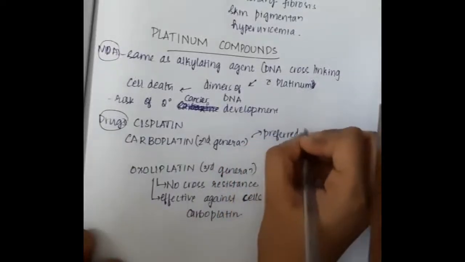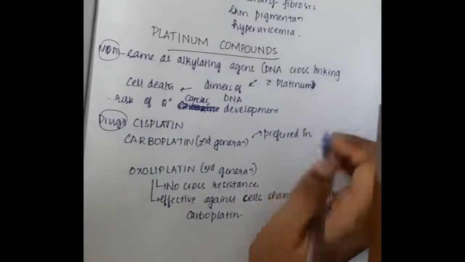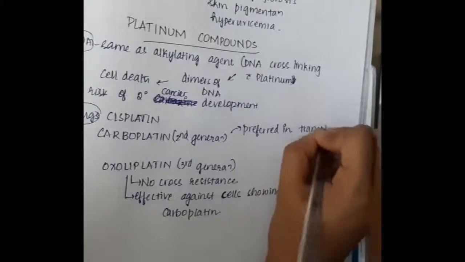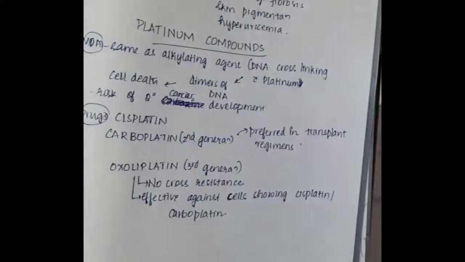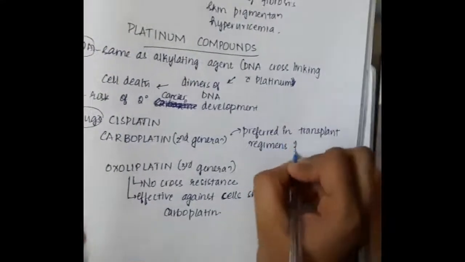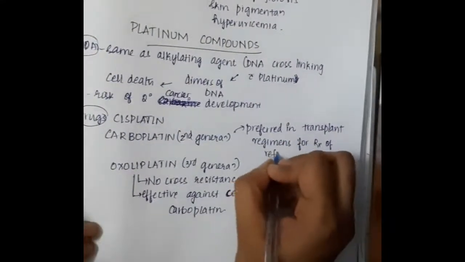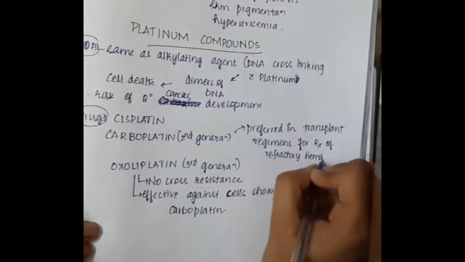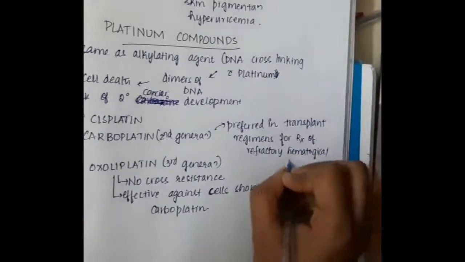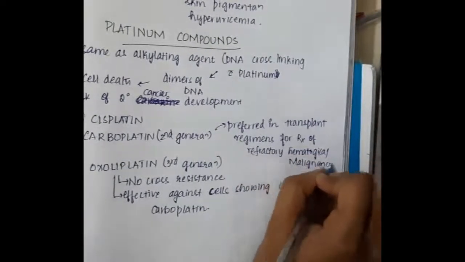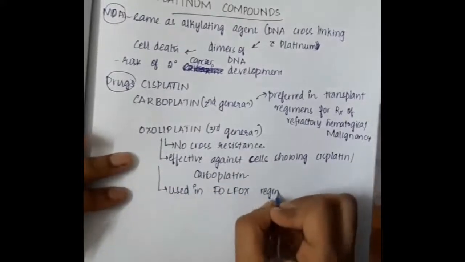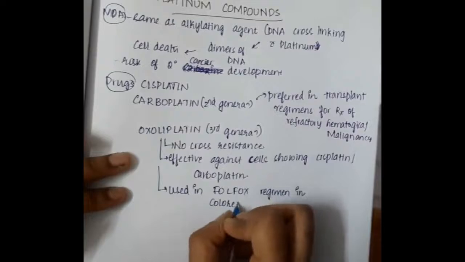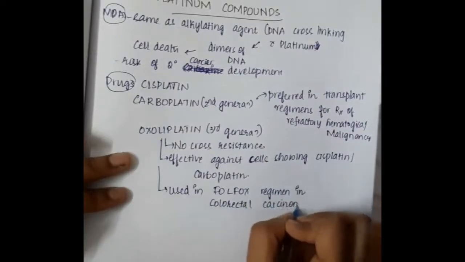Now Carboplatin, the second generation, is preferred in transplant regimens for treatment of refractory hematological malignancy. Now if you see Oxaliplatin, this Oxaliplatin is used in FOLFOX regimen in colorectal carcinoma.